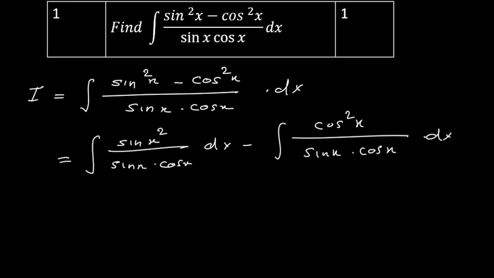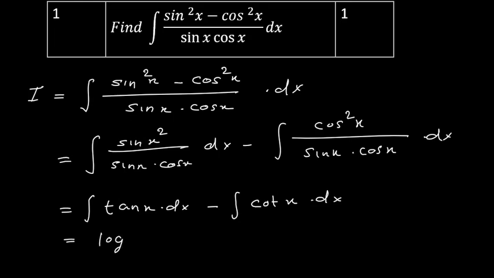This sin x and sin x, 1 sin x I can cancel. So this is integration of sin upon cos, I will get tan x minus here I will get cos upon sin as cot x. So I hope you remember this formula, integration of tan x. Integration of tan x is log of sec x, right, minus integration of cot x is log of sin x plus c.